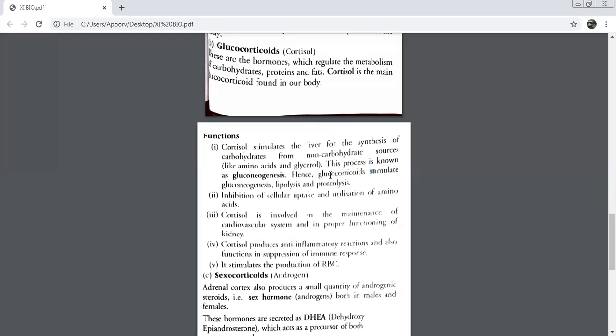What is the word? Gluconeogenesis. That means glucocorticoids stimulate which process? Gluconeogenesis. There are two more words, lipolysis and proteolysis. Please read the first point of the functions paragraph again. After one minute, I'll discuss with you. I'll also ask you what is lipolysis and proteolysis. Just one minute, try reading only the first point.